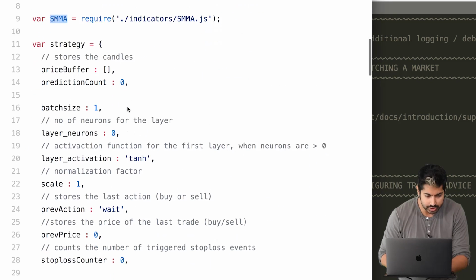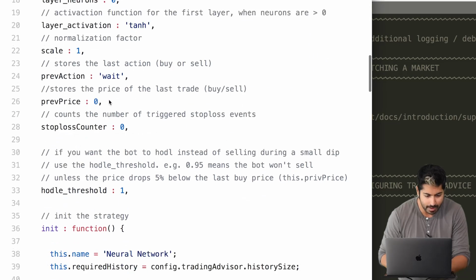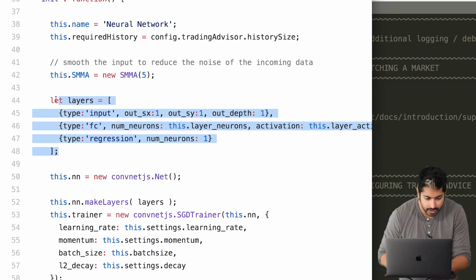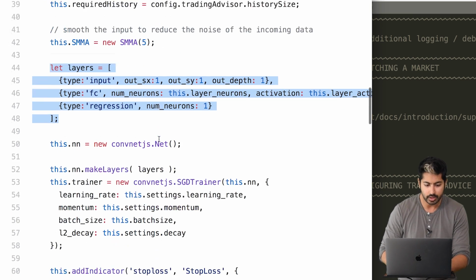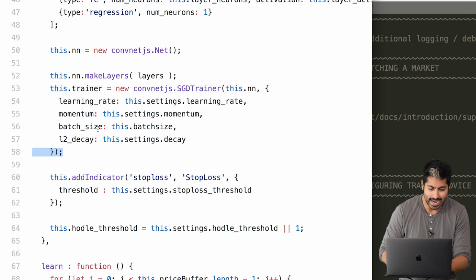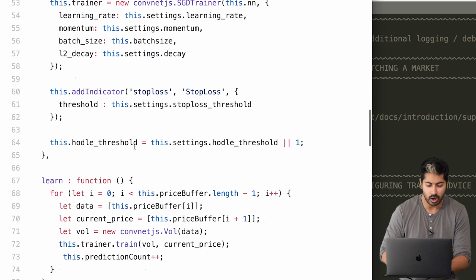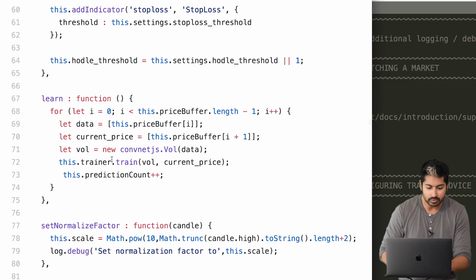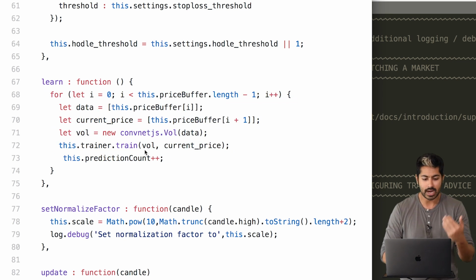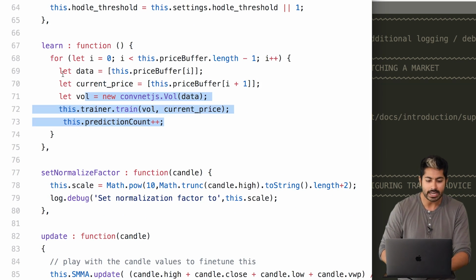Okay, so in the strategy, we're saying here are the hyperparameters for our neural network. Initialize the strategy, name it. Here are our layers, where we define the input using those parameters. We initialize a network. We use stochastic gradient descent to train it. That's our optimization strategy. And then we say, okay, increase the prediction count by the number of times we predict our data, but we're training it on the past prices. This is our training function.